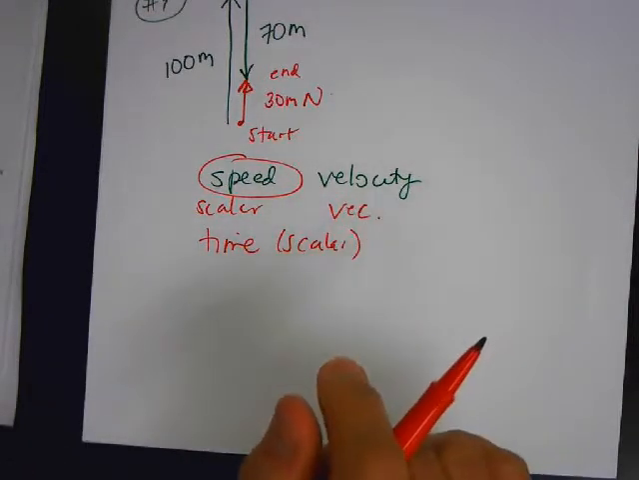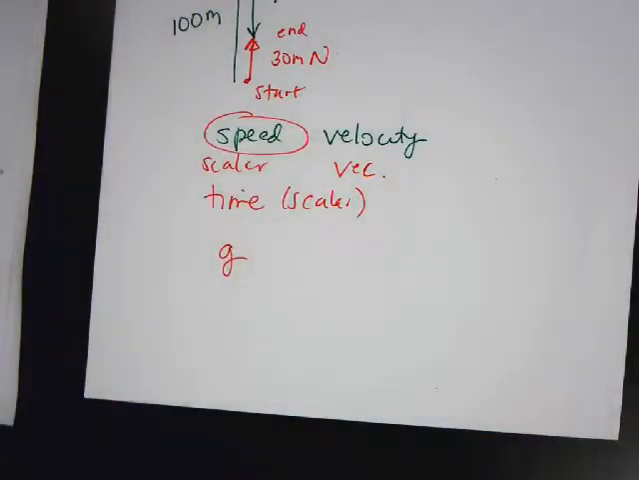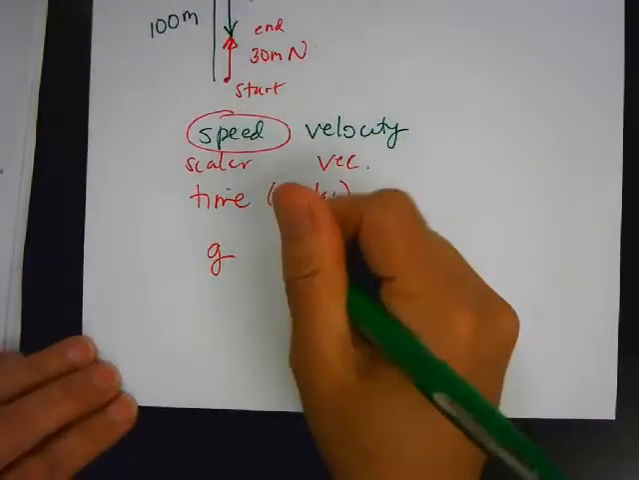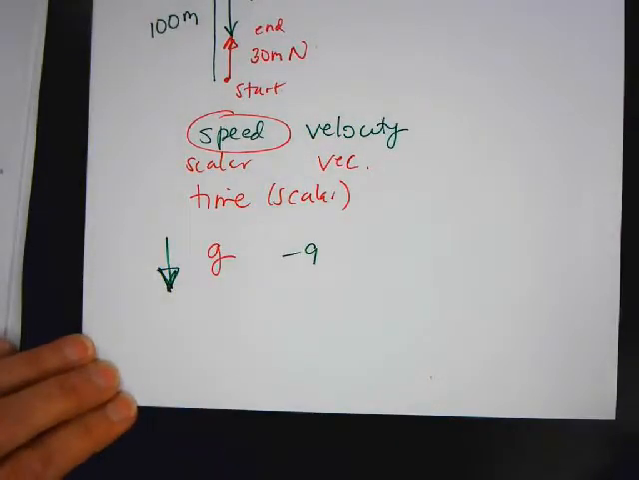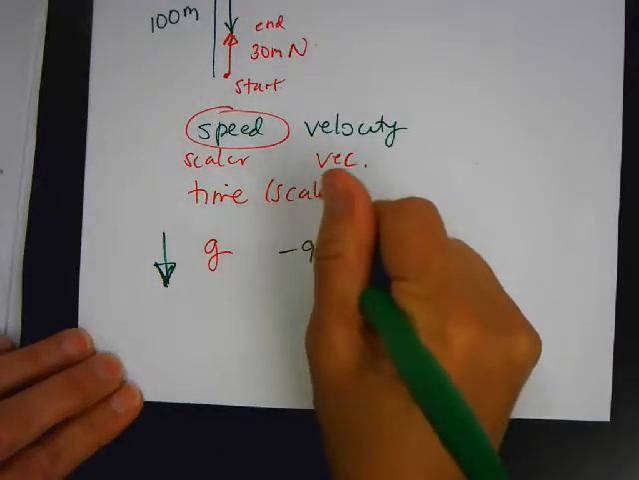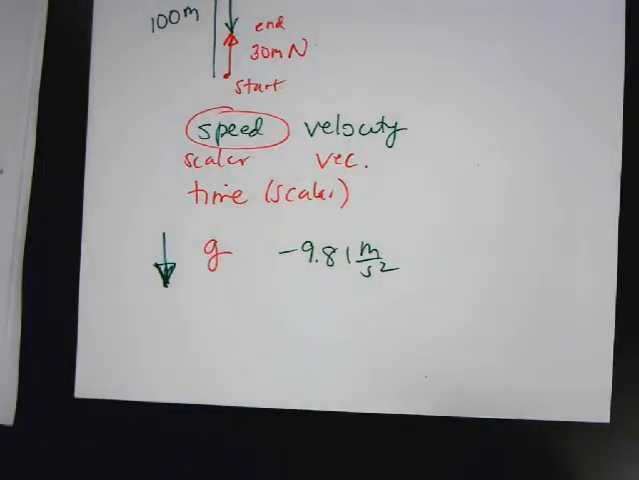And then the free fall acceleration. Well, free fall acceleration is little g, right? And we always say little g always points in which direction? Down. So it definitely has a direction. So it's negative 9.8 meters per second squared. So that one has a direction. So that one is vector.